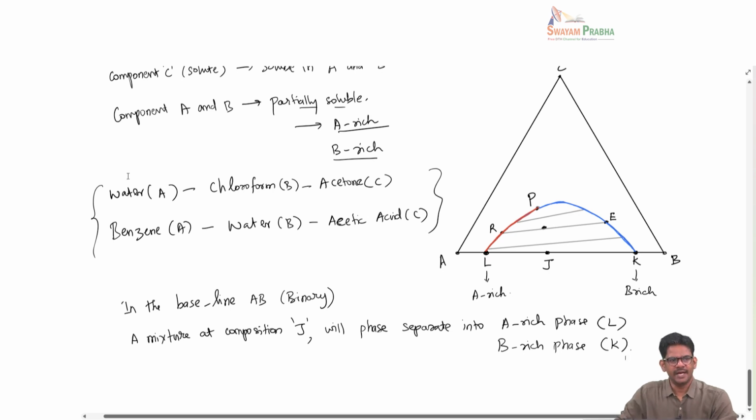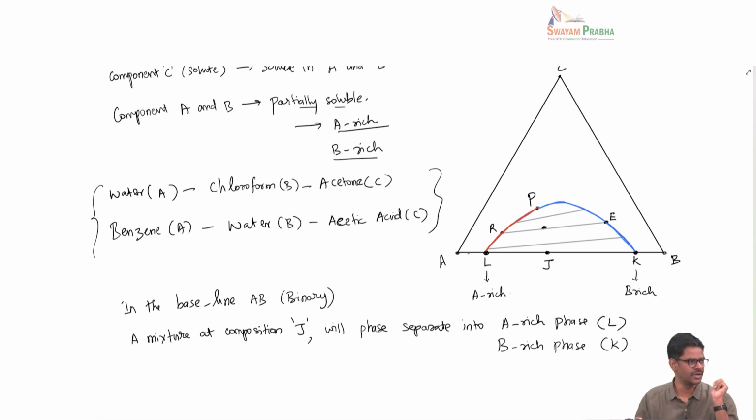Now let us say we add the third component C. Then depending upon the amount of C that is added, you may have either a single phase consisting of all the three components, or you may still have two phases consisting of all the three components in both phases. So then we can think about what is called a solubility boundary or a binodal solubility curve, which is shown by the red and blue curve.